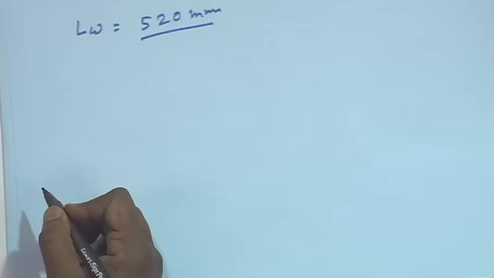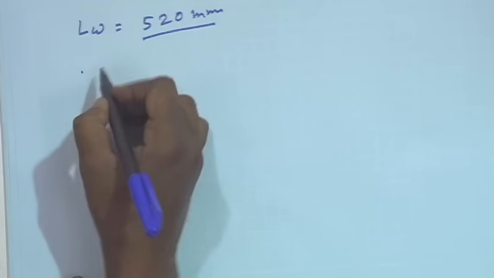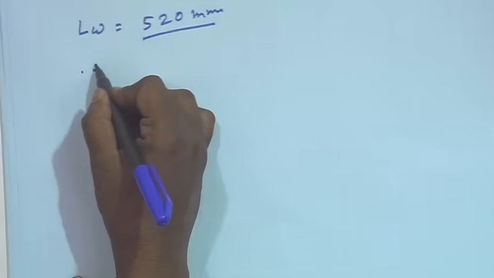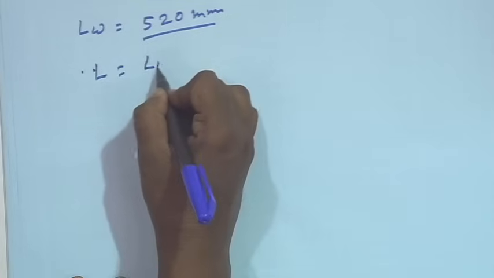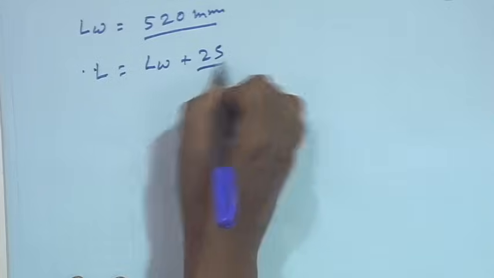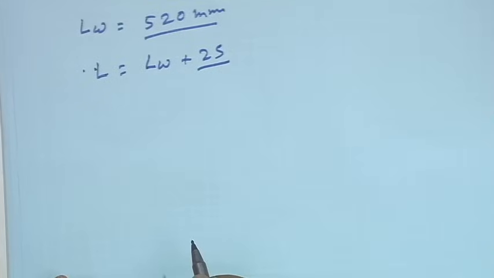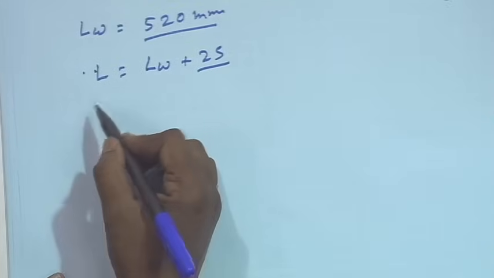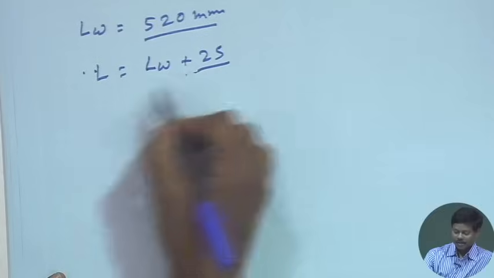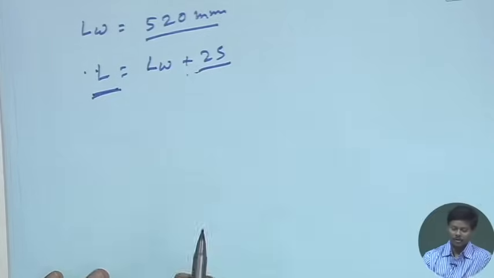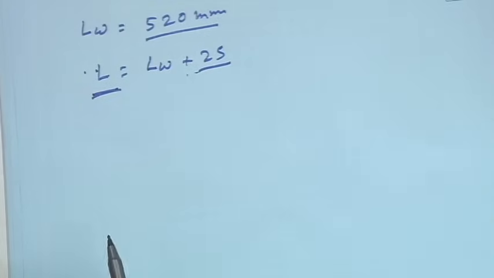And if the effective length of the weld is 520 mm, then the total length we can find out. Total length will be Lw plus 2S, where S is the size of the weld, right. So, this is how we can find out the total length of the weld.